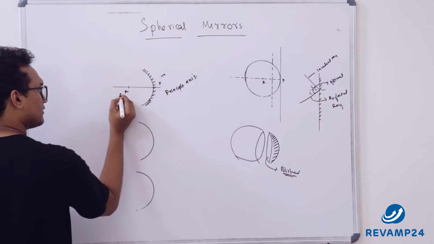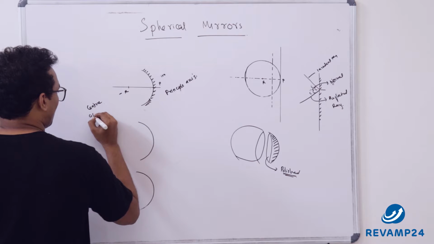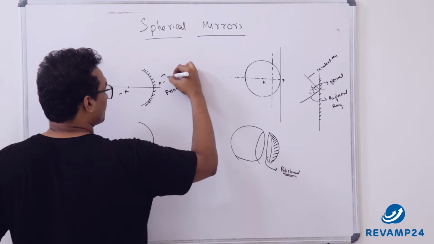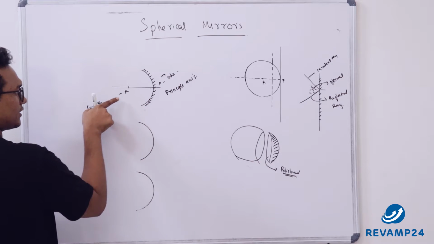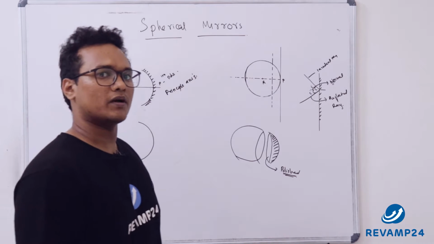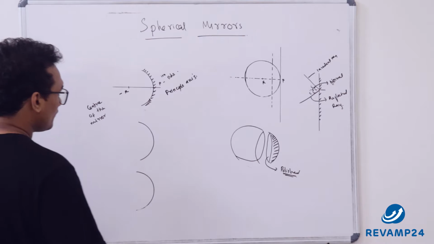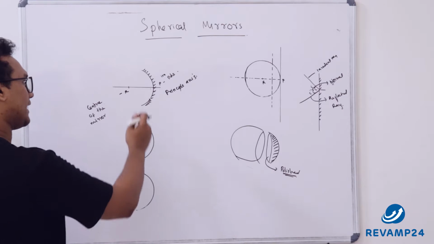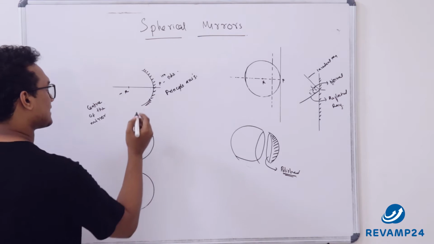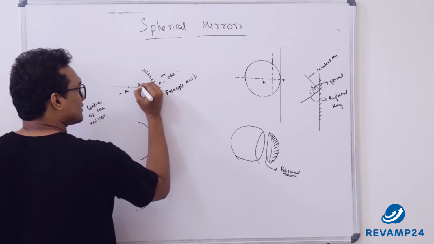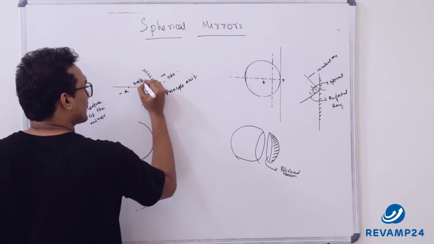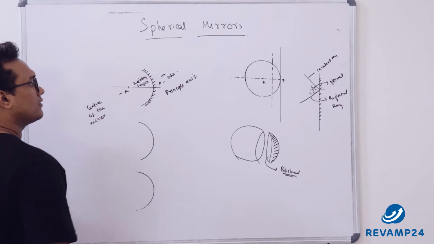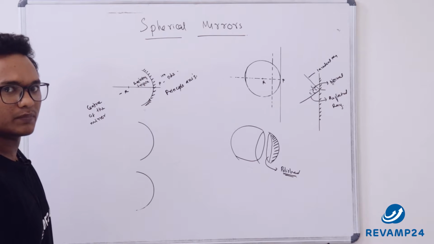Okay, so this is the center of the mirror and P is the pole of the mirror. And the line passing through the center of the mirror and the pole of the mirror is the principal axis. Now, here we have the inner side smooth and polished and the outer side painted, or I can say that the inner side is the reflecting surface. Always the smooth and polished surface would be the reflecting surface.